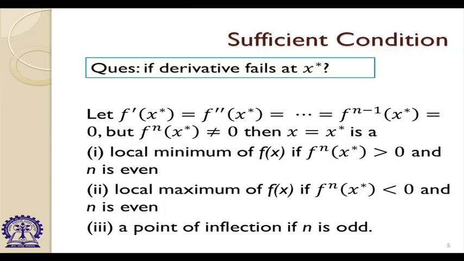In the sufficient condition we are saying that if up to the n minus 1 derivative, the function derivative is 0 at that point, but the nth derivative of the function at that point x star is non-zero, then we can say x star is a local minimum if f^(n) x star is greater than 0 when n is even. If n is even and f^(n) x star is less than 0, it is a maximum, and if n is odd, then x star must be a point of inflection. This is the sufficient condition for optimality.